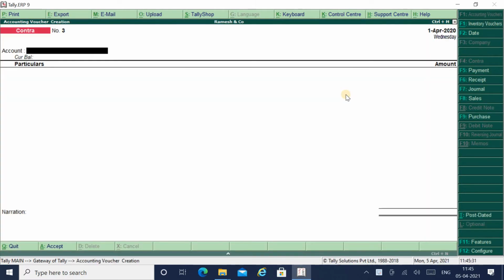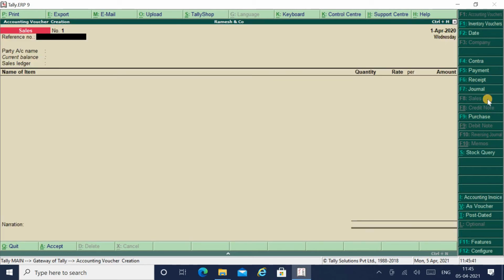So go to accounting voucher. Our topic is sold goods on credit. For sales, each and every time you have to select the key F8 or sales. As I said, we will follow the first method of sales and purchase, known as voucher method. There are two methods in sales and purchase: one is invoice method, another is voucher method.